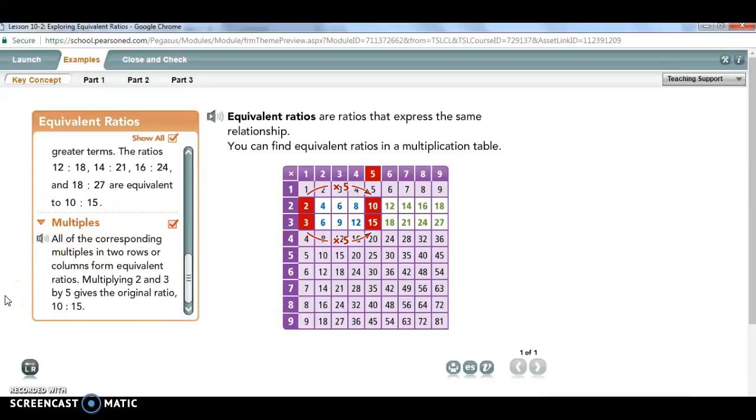All of the corresponding multiples in 2 rows or columns form equivalent ratios. Multiplying 2 and 3 by 5 gives the original ratio 10 to 15. So we get that from up here. Since these are in the ones column, 2 times 3, and we're multiplying it by 5 to get to this 5s column, that's why it's equivalent. If we did 2 over 3 times 2, 2 times 2 is 4, 2 times 3 is 6. That's what it's explaining when we're talking about multiples.